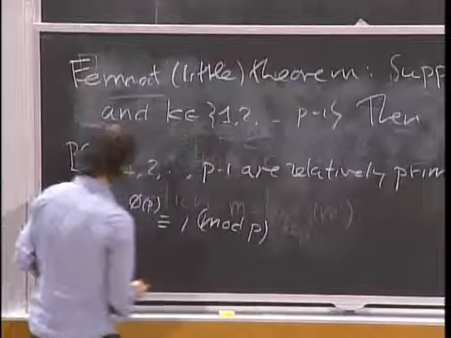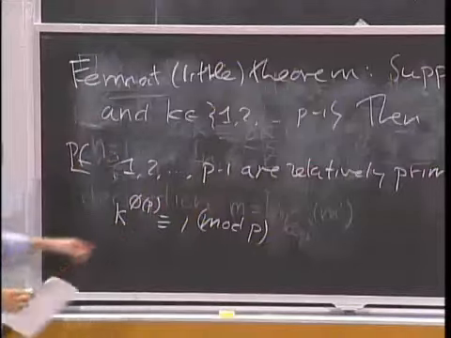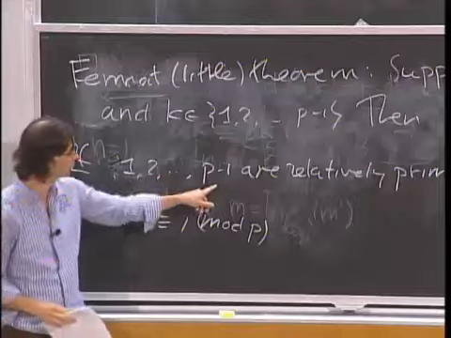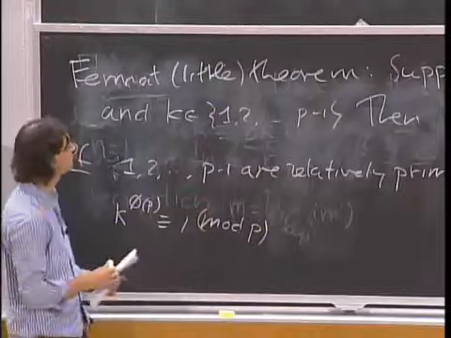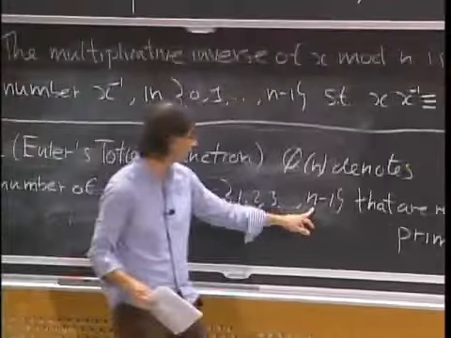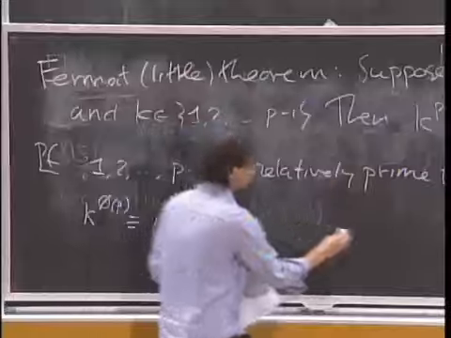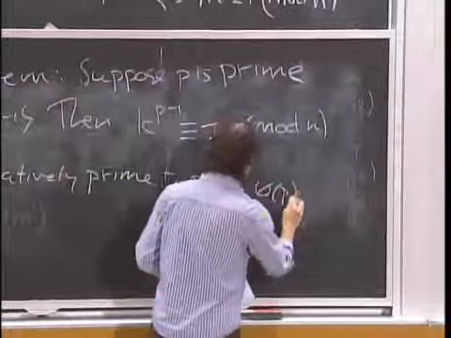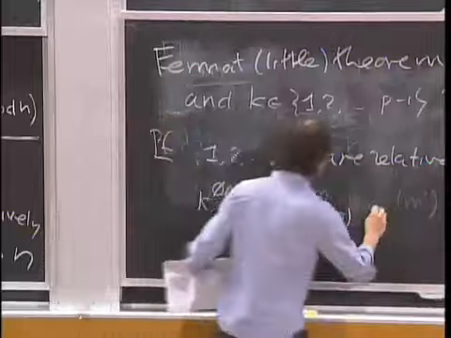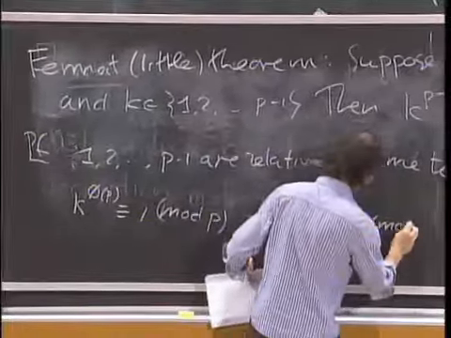That's Euler's theorem. But now, since we know that these are the exact ones that are relatively prime, we can explicitly compute the Euler totient function of p, because there are p minus 1 numbers that are relatively prime to p. So that's the definition over here. The number of integers in the range 1 up to p minus 1, they're all relatively prime. So we know that phi of p is equal to p minus 1. So now we have shown that k to the power p minus 1 is congruent to 1 modulo p.